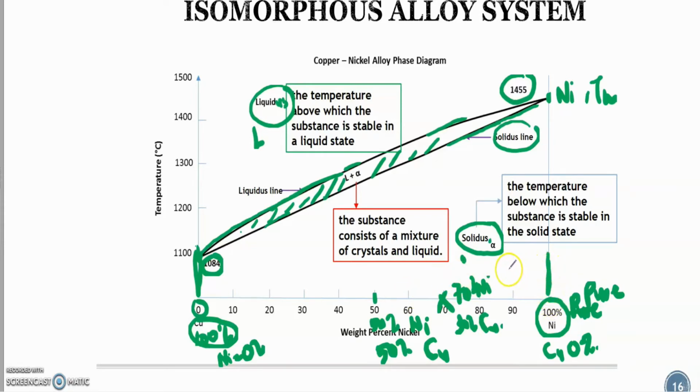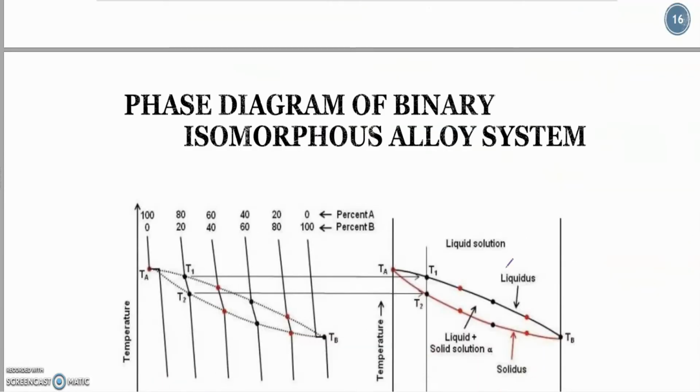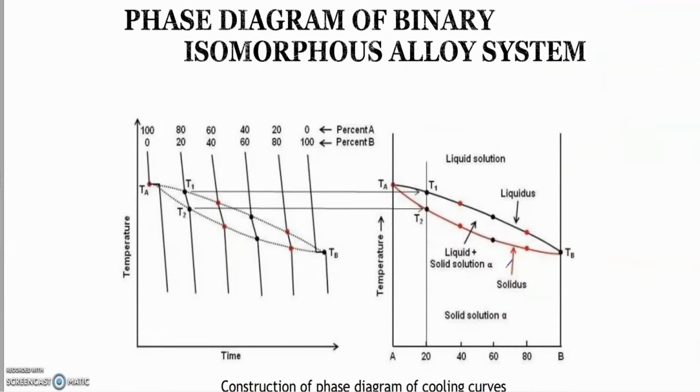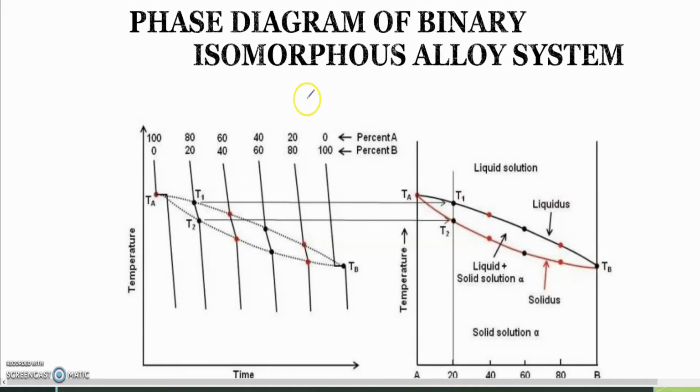Okay, seterusnya kita tengok phase diagram of binary. This is a phase diagram of binary isomorphous alloy system. Assalamualaikum warahmatullahi wabarakatuh. Sorry, tersambung lagi chapter 4, phase diagram of binary isomorphous alloy system.